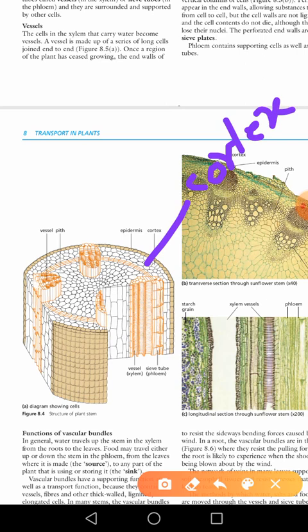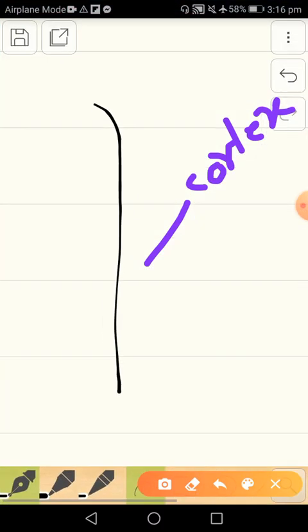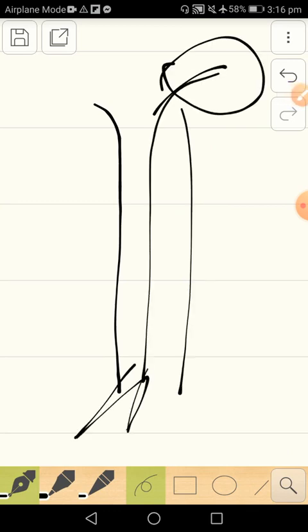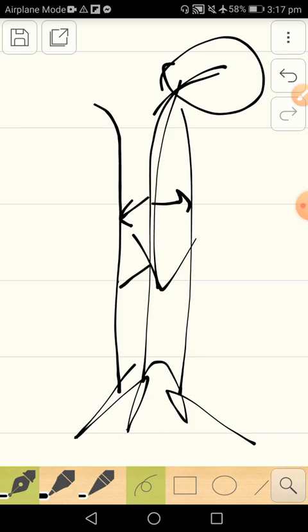The function of this cortex: I have said that when the phloem carries food from the leaf to the other parts, especially to the roots, before the food goes from the leaf to the roots, some of the food also spreads all around. The foods are mainly glucose and amino acids.